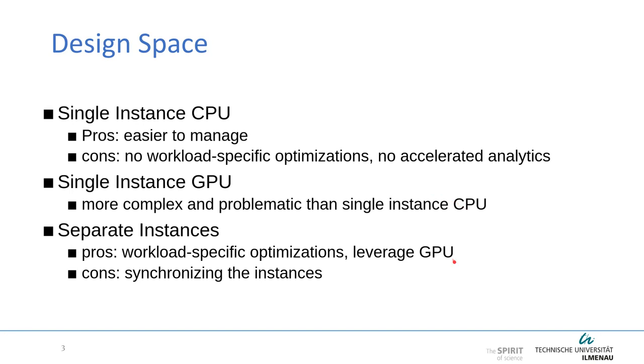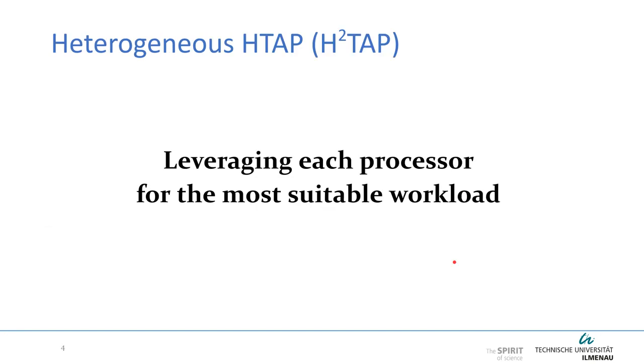So this third option is the option that we chose. It's also called heterogeneous HTAP, which is an HTAP architecture based on modern hardware where you assign each processor to the workload that suits it the most. Of course, this is not a problem-free approach. There are challenges that we need to tackle.